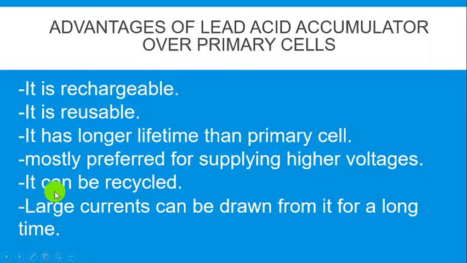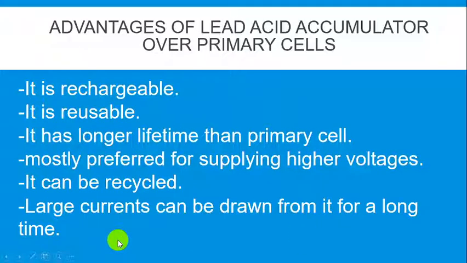Then another point is that they are mostly preferred for supplying higher voltage, meaning that lead acid accumulator can supply higher voltage compared to that of our primary cells. Then, they can be recycled. Once they are used up or they are not producing any current again, they can be taken back to the factory and reproduced by just recharging them, refilling the acid, and replacing the lead oxide which serves as the electrode there. And the last one, they can produce large amount of current, meaning large current can be drawn from it for a long time.